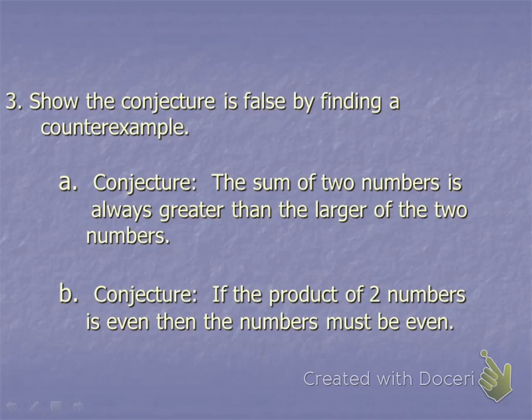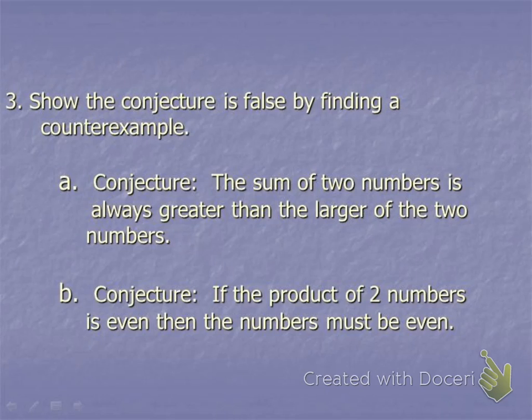So the directions say, show the conjecture is false by finding a counterexample. I will tell you the biggest trick to counterexamples is the number 0 and negative numbers, because we always forget about those. So if you're feeling stuck, try using negatives and see if it helps. Or try using 0 and see if it helps. Again, you only need to pick one, A or B, and write it down.